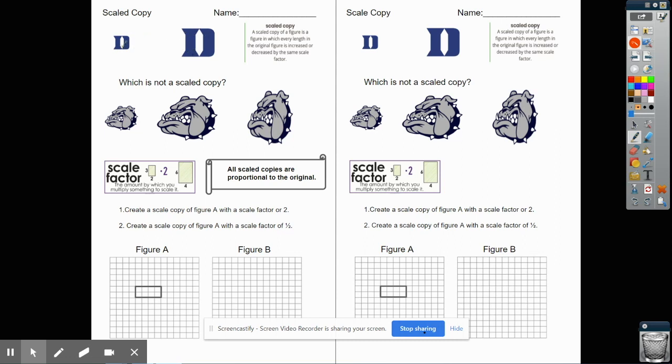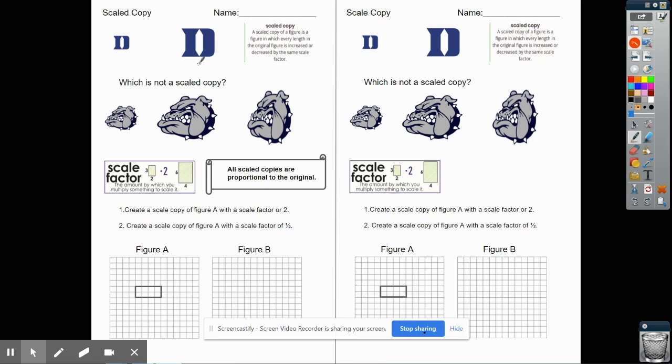So scale copy is when you enlarge it, or you can actually reduce it. So if this Duke symbol was my original, and I reduced it down to this one, that would also be a scale copy. So what do I mean? Well, a scale copy of a figure is a figure in which every length in the original figure is increased or decreased by the same scale factor.